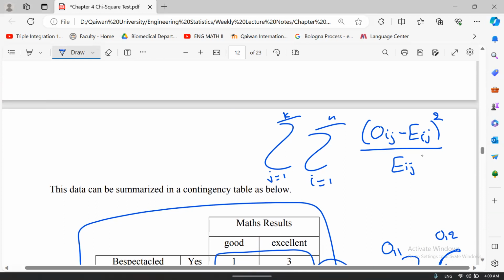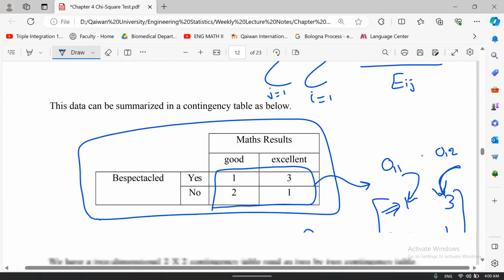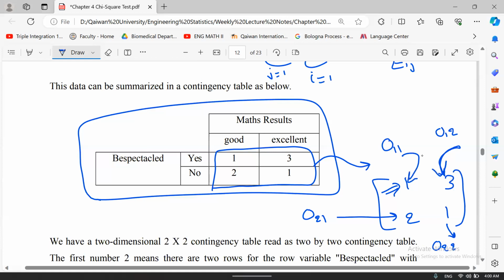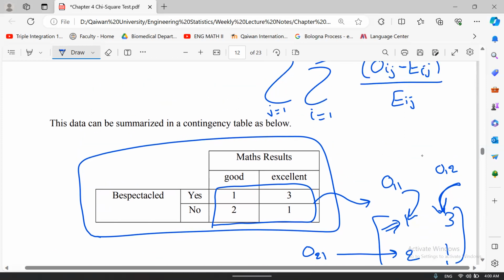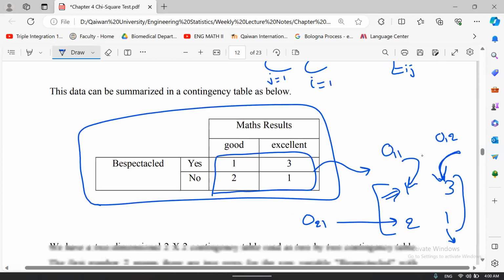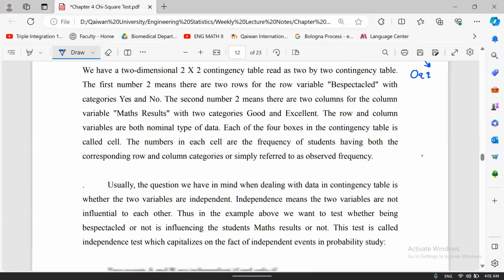So we need to have an expected frequency for each observed frequency. For each observed frequency, we must find the expected frequency. From the given table, we can find the expected frequencies for all the indices. Here we have 4 indices: 1,1, 1,2, 2,1, 2,2. We must have E for each of these indices, I mean the expected frequency for each of those indices.